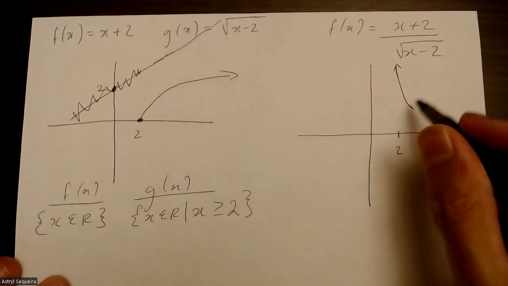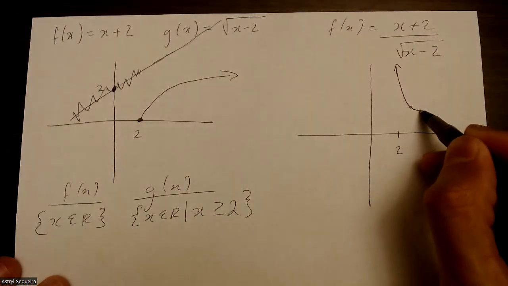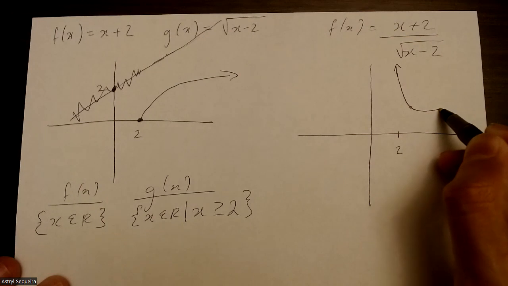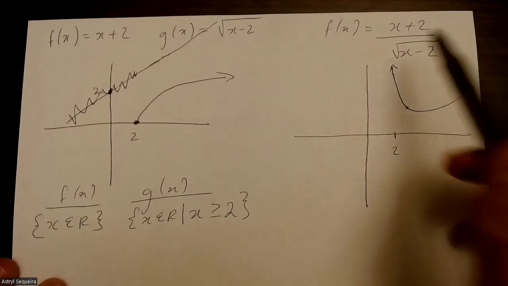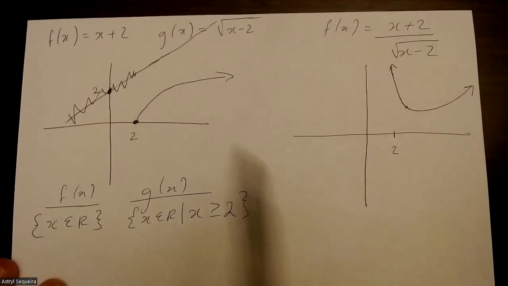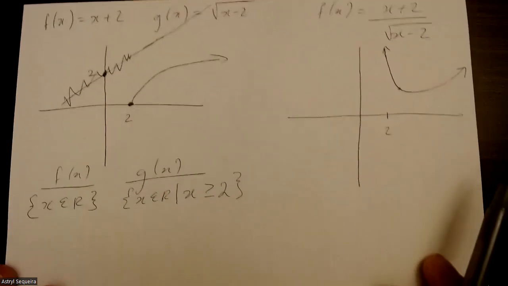So what's going to happen is this is going to turn around here. There's going to be a minimum at some point. It's going to turn around and then it's going to start going up again. And that's how you would sketch the quotient of these two functions right here.